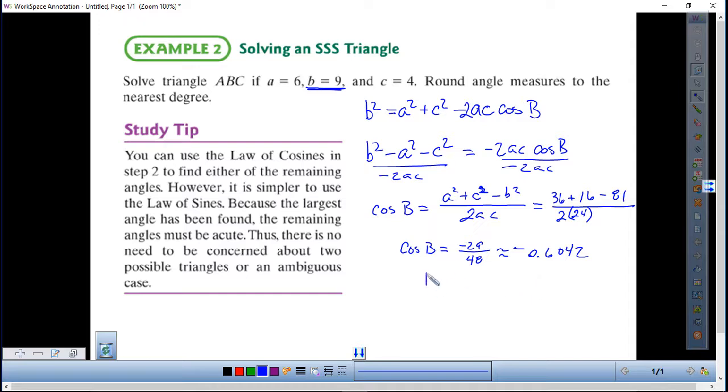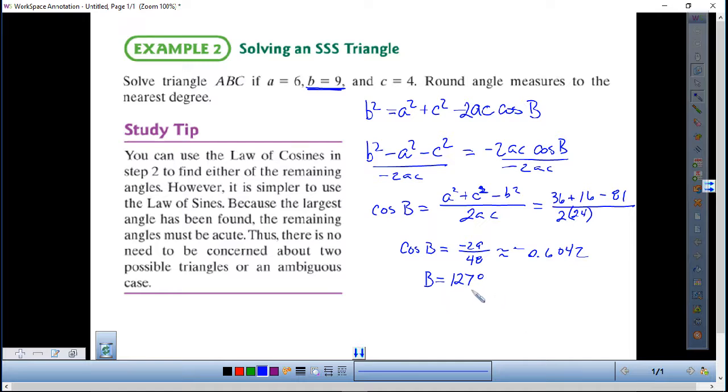All right, and to find angle B, you're just going to take the inverse cosine of both sides. Be careful here: we've been using inverse sine, and if you're not thinking about what you're doing, it's really easy to type the inverse sine instead of the inverse cosine. But you'll get the wrong answer if you use inverse sine. So when we use the inverse cosine, we get an angle of 127 degrees. We're rounding our angle measures to the nearest degree. So 127 degrees.